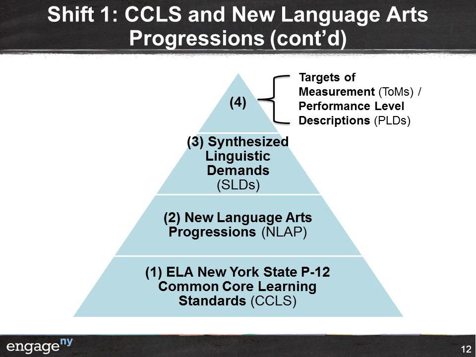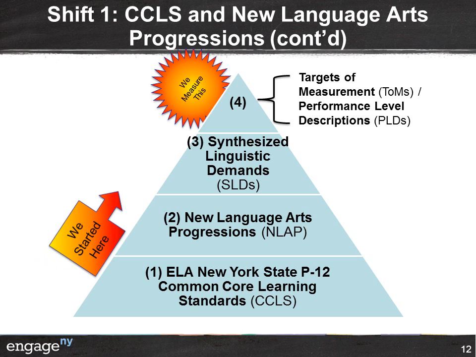This graphic is meant to show the relationship between the Common Core learning standards, the new language arts progressions, the synthesized linguistic demands, and the targets of measurement and performance level descriptions. At the bottom of the pyramid are the Common Core learning standards in English language arts, which guided the new language arts progressions, which generated the linguistic demands. And these are the basis for the targets of measurement. The targets of measurement are what we measure in the NYSESLAT.